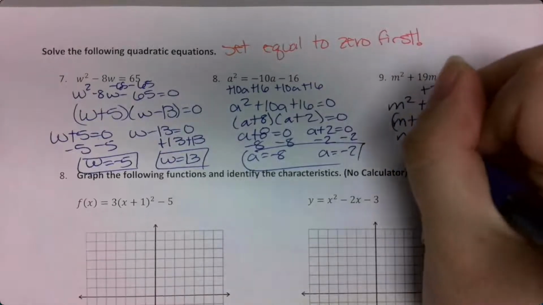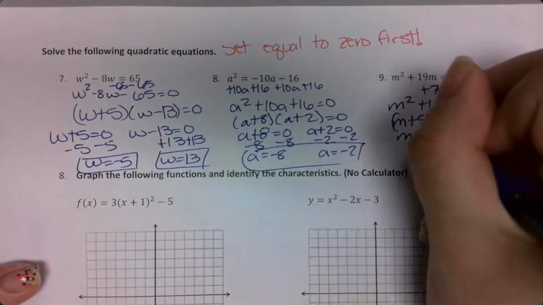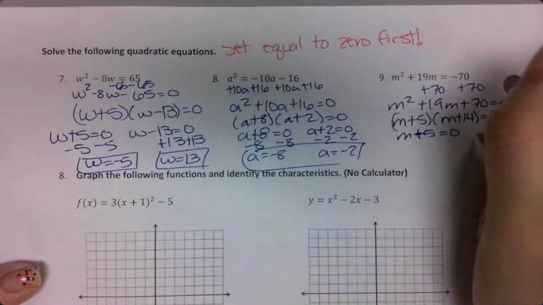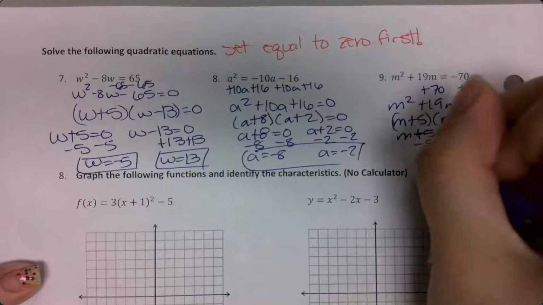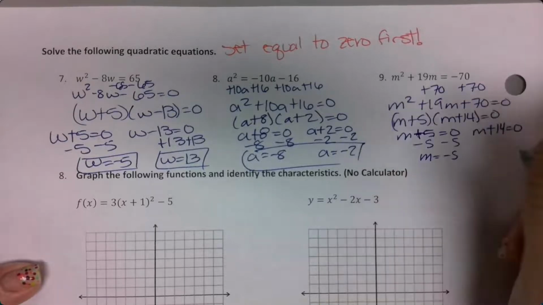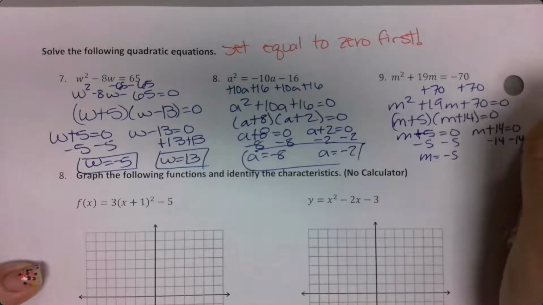Set each of my factors equal to 0. First one I want to subtract 5, I get m equals negative 5. Second one I subtract 14, m equals negative 14.